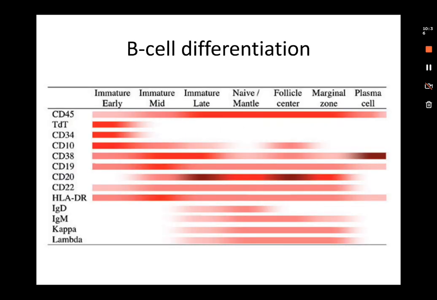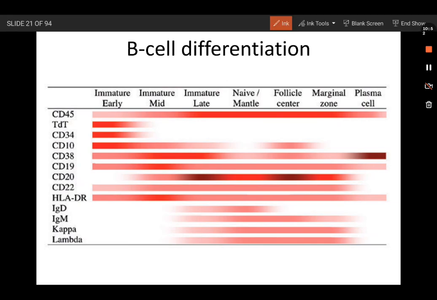Now, to understand the pattern of abnormal antigen expression in a variety of leukemias, we first have to understand the normal patterns of antigen expression. First of all, B cell differentiation, I will be going marker wise. CD45 is in all the cells, all the B cells from immature to mature ones. TDT and CD34 are immaturity markers, so they are only seen in the immature cells.